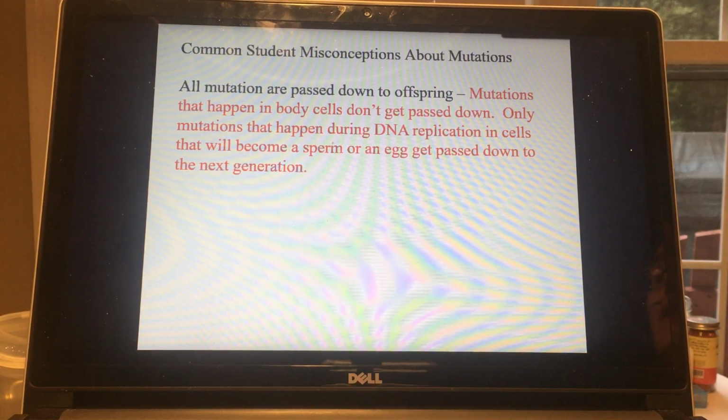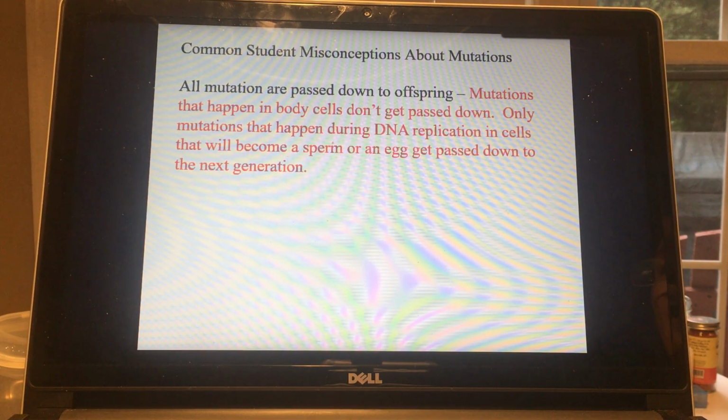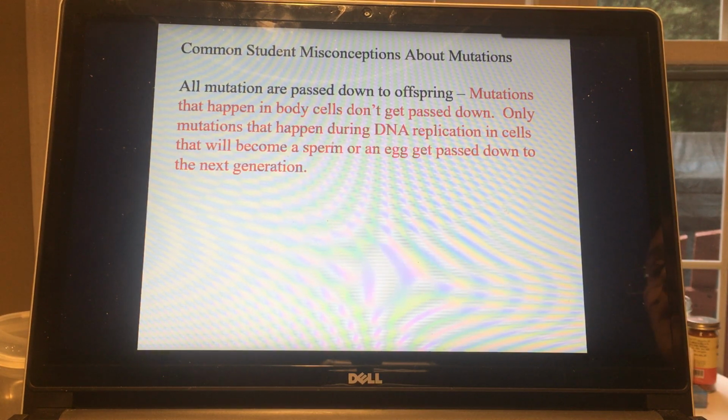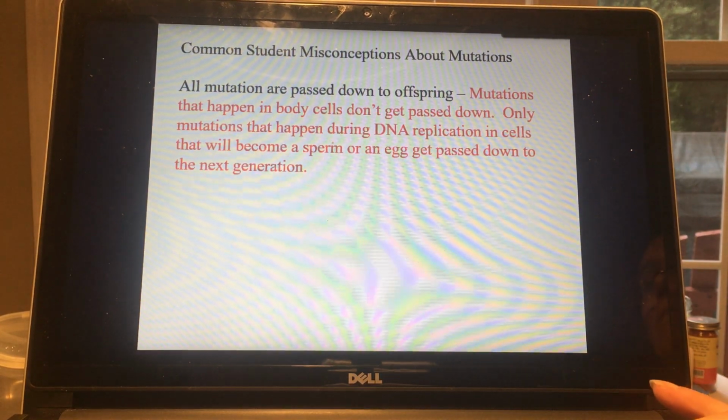The second misconception that I want to talk about is that all mutations are passed down to offspring. Mutations that happen in a body cell, like in your toe or a cheek cell or in your skin, can't get passed down. Only when a mutation happens during replication in a primary spermatocyte or primary oocyte, which are cells that are going to become eggs or sperm, can you end up with a mutation that gets passed down to the next generation. So most mutations don't get inherited by your offspring.